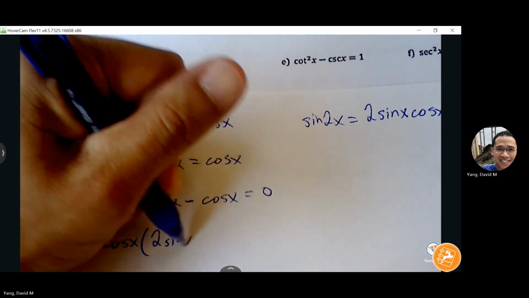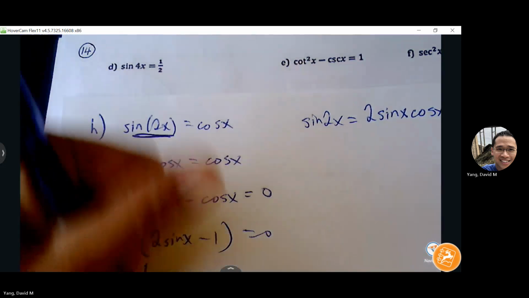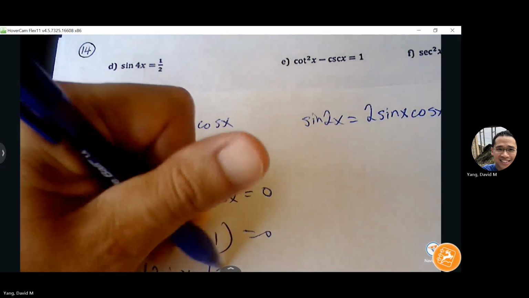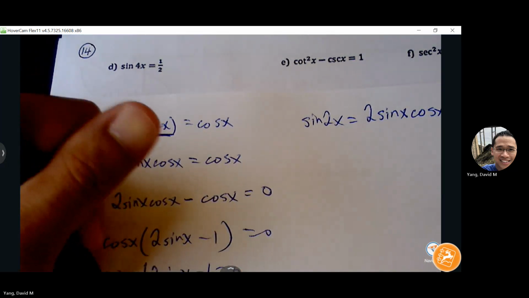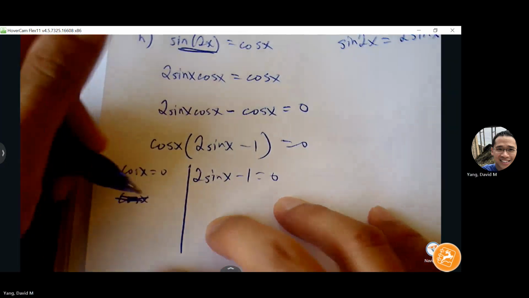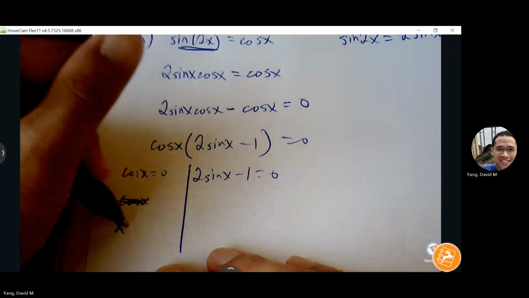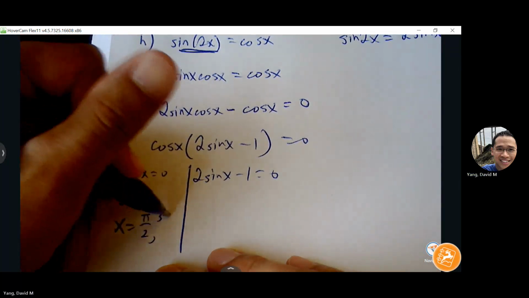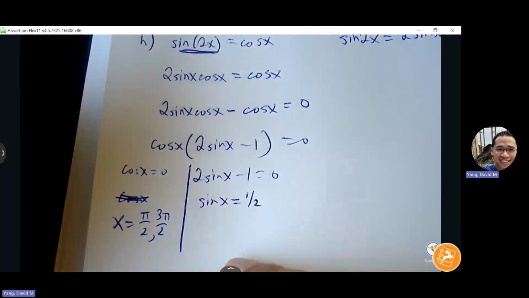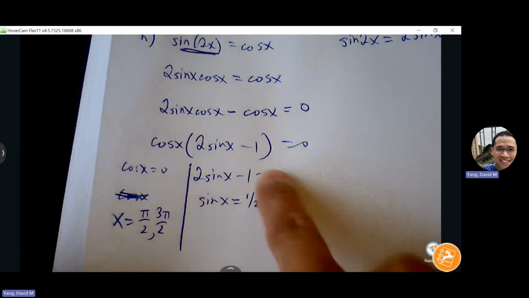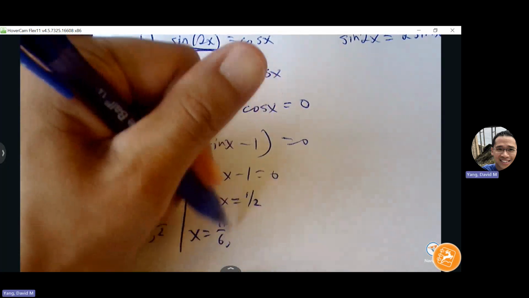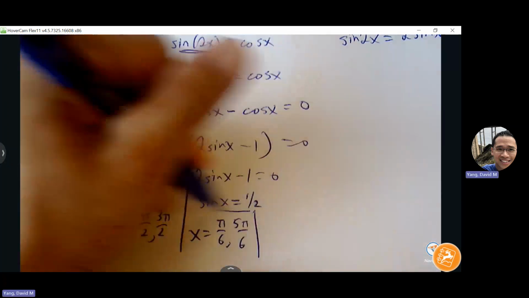So we ask, where is cosine equal to 0? Cosine is equal to 0 at pi over 2 and 3 pi over 2. Sine of x, solve for sine x, I get 1/2. So sine is positive in the first and second quadrant. It's going to be in that pi over 6 family there. Okay, so we have 4 solutions.